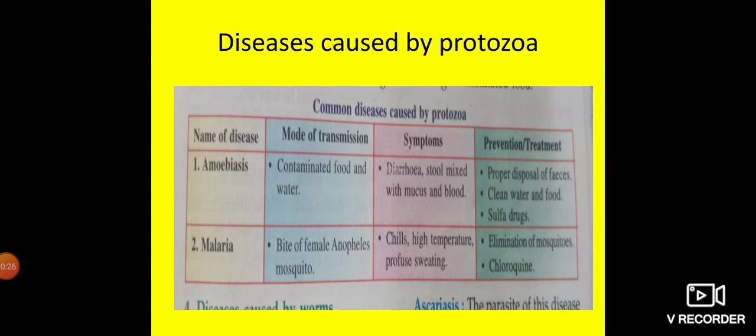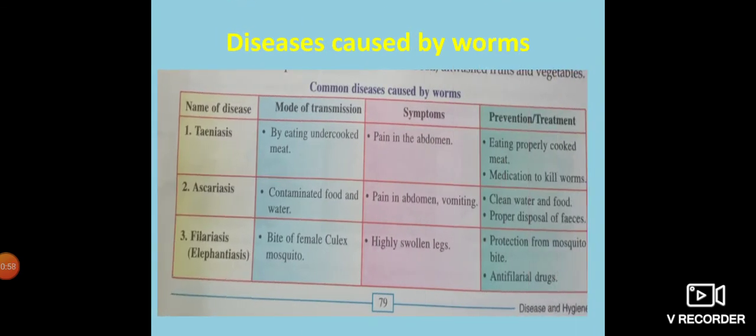And malaria is caused by the protozoa called Plasmodium. The mode of transmission is through the bite of the female Anopheles mosquito. Symptoms are chills, high temperature, and profuse sweating. The preventive measure of malaria is the elimination of mosquitoes. And the medicine given to the patient is chloroquine. Okay, so that's about diseases caused by protozoa. And next is diseases caused by worms.